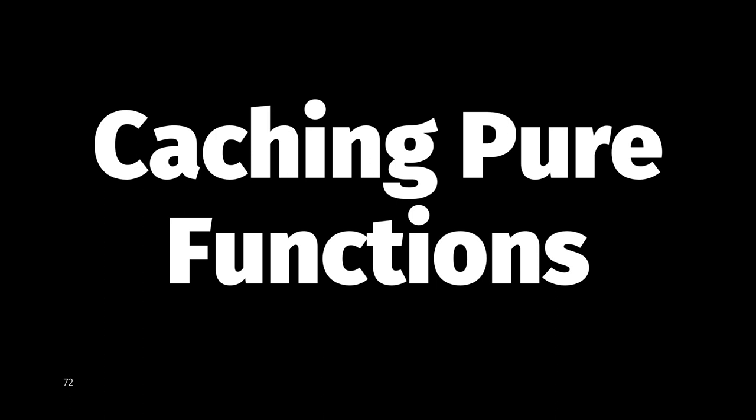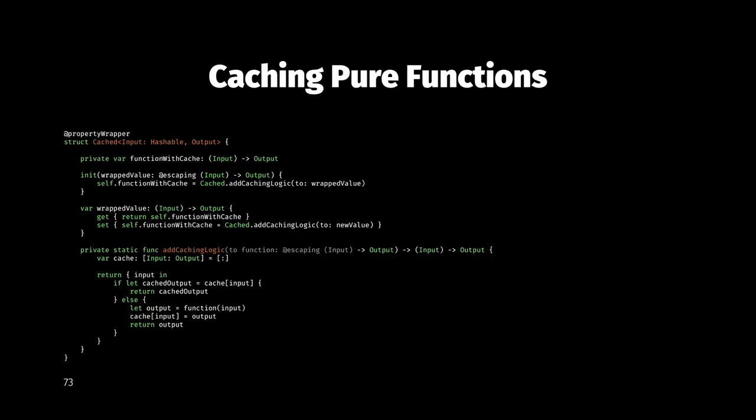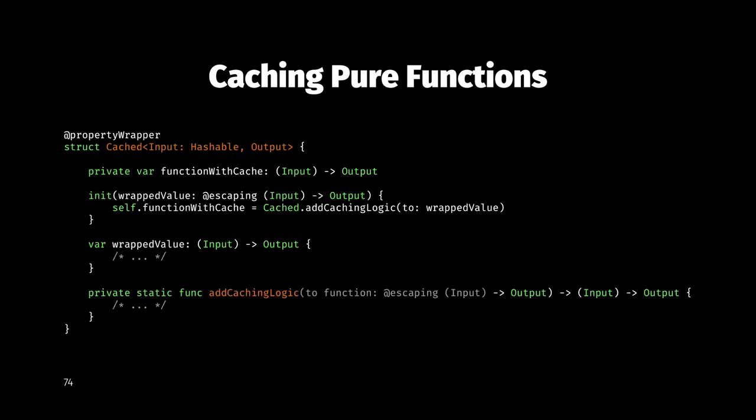Just a quick word on what a pure function is. It's a function that performs no side effects and always returns the same value for a given argument. Think about mathematical functions, things like exponentials, factorials, etc. They are all pure functions. Okay, so if we want to implement a wrapper to cache the result of a pure function, you can see it's a little bit of code, so we are going to take it little by little.